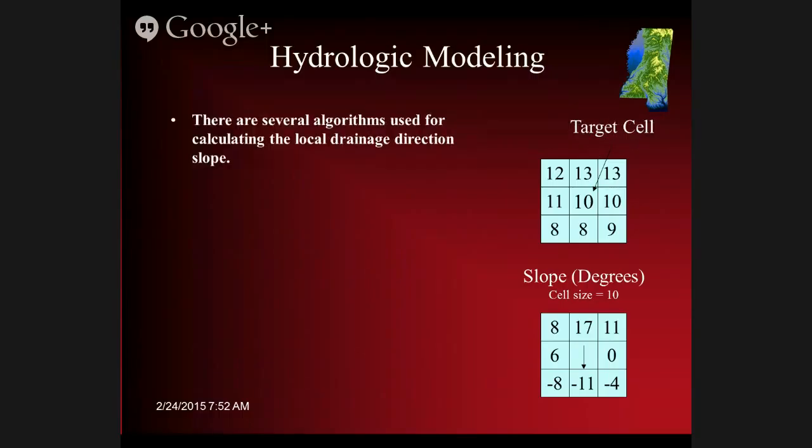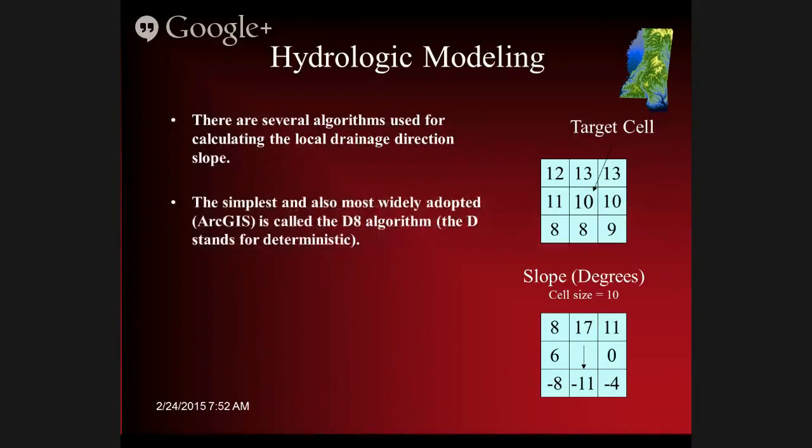There are several algorithms that are used for calculating that local drainage direction, and the one that's talked about in the paper is probably the most widely adopted, widely used. It's implemented in ArcGIS. It's called the D8 algorithm. In that case, D stands for deterministic. In other words, it'll always produce the same result.